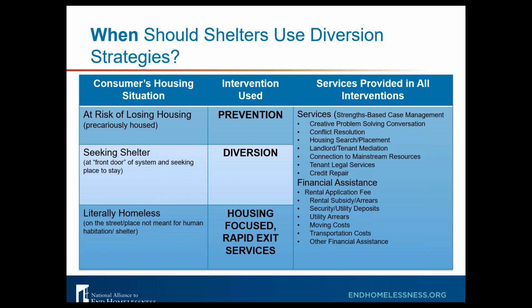If you look on the right here, the reason we say that services provided in the intervention look the same across all of these interventions is that the services should really look the same no matter where the person is. No matter where the person is entering the system, you're really just trying to rehouse them. You're trying to give them creative problem-solving solutions. You're trying to attach them to the assistance they need. And diversion is really happening right before someone gets into shelter.